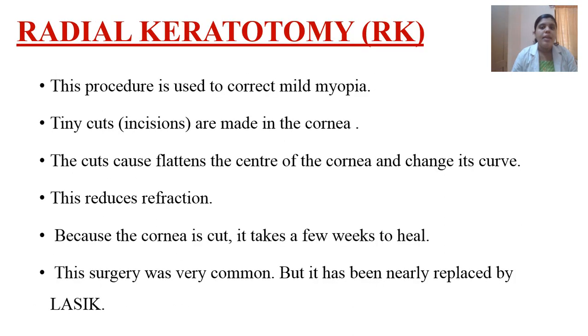Okay. Next is regarding RK, that is radial keratotomy. This is mainly used to correct mild myopia. Here also tiny incisions are made in the cornea, and this helps to flatten the cornea and reduce the curvature in the cornea. This further reduces the refraction. So here the cornea is cut, and usually it will take around a few weeks for healing. This was the most common surgery usually performed earlier, but nowadays it has been replaced by LASIK.